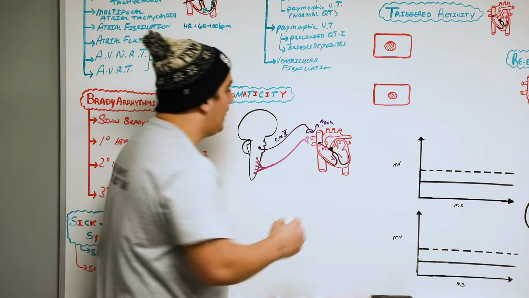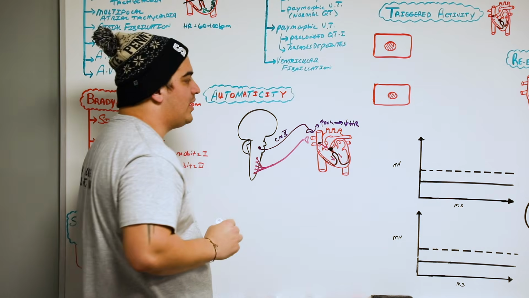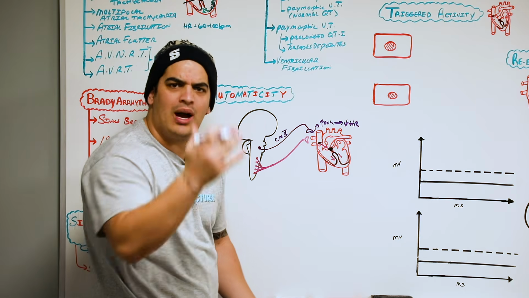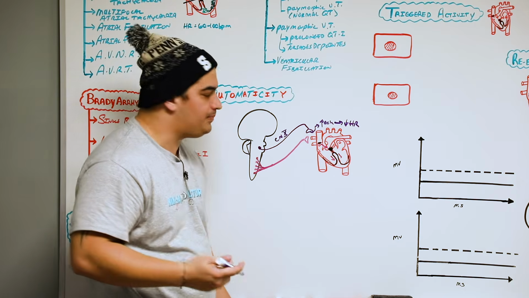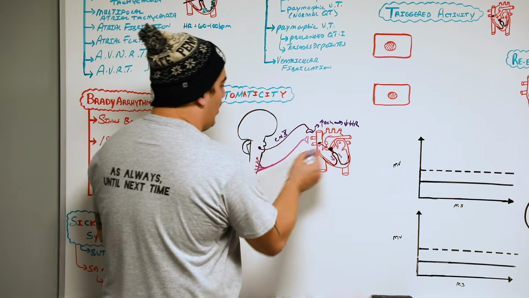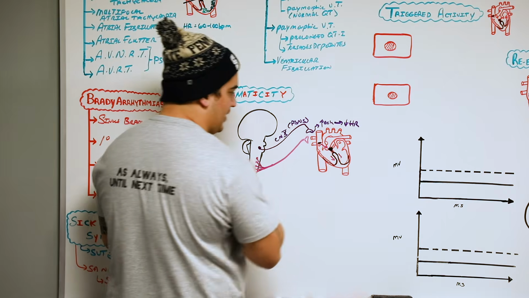What does that do? That drops the heart rate. And if you drop the heart rate, what is that called? Bradycardia, if you drop it below 60 beats per minute. That could be one of the reasons for a bradyarrhythmia. So again, this is usually what system here with the cranial nerve 10? This is the parasympathetic nervous system.